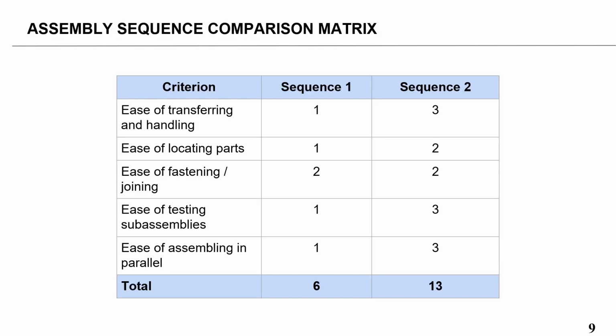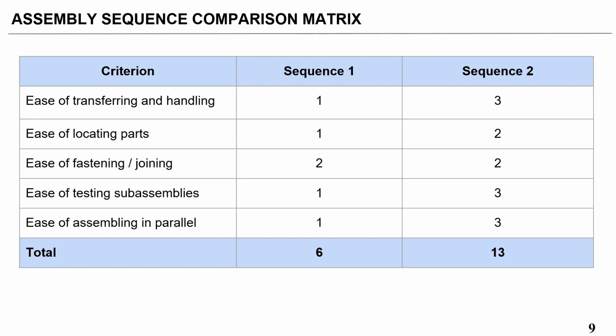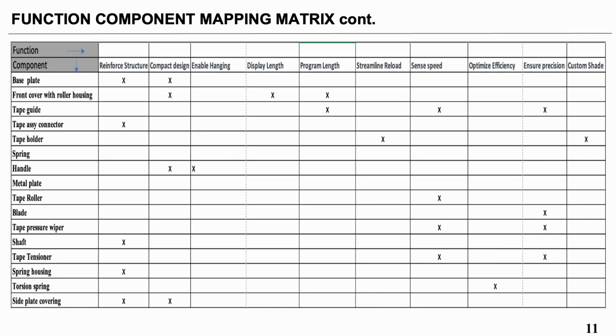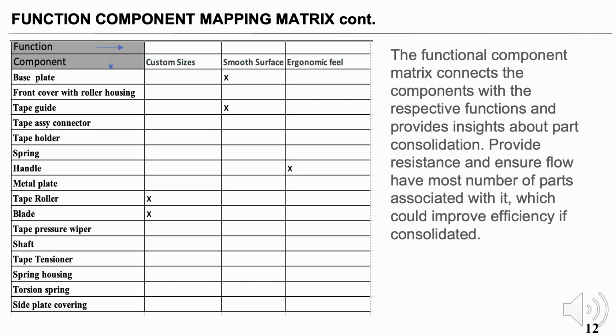This is the assembly sequence comparison matrix, and from this matrix we found that sequence 2 is the better sequence. Functional component mapping matrix, where the components of the product assembly are mapped with the leaves of the FAST diagram. It is evident from the matrix that provide resistance and ensure flow have the most number of paths associated with them, which could improve the efficiency if the paths are consolidated.